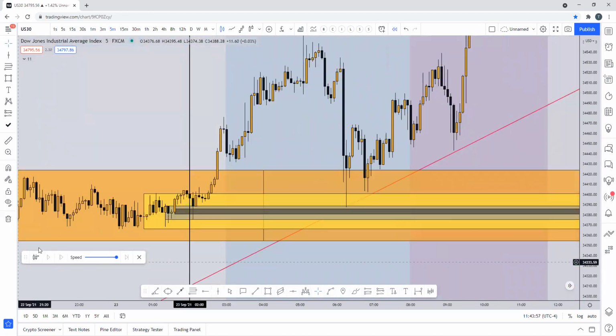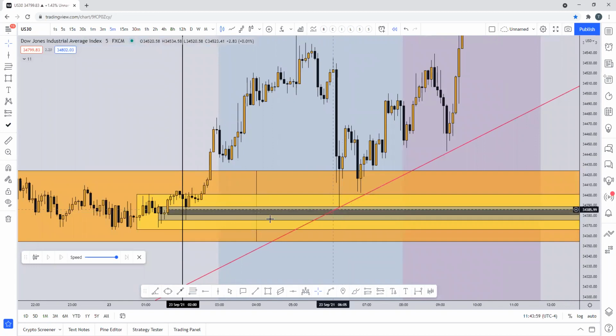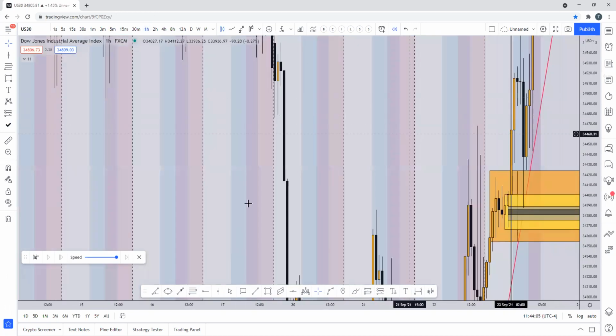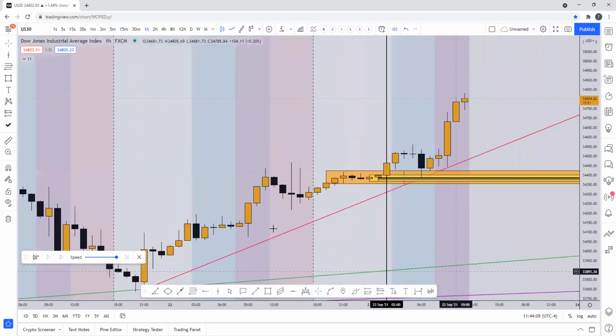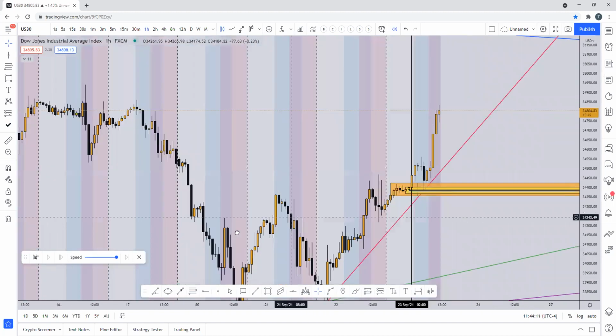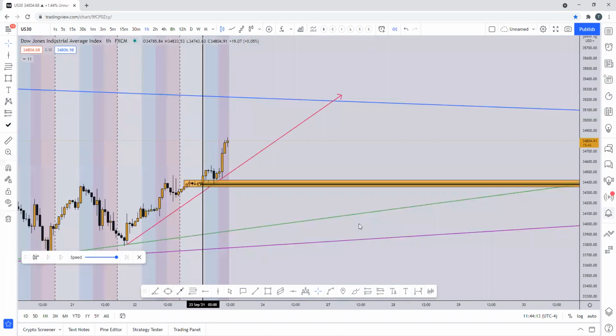And then here's the 5 minute again. 5 minute comes right here, comes in right here. One more time right here before it actually takes off. And then you see on the hour time frame, it kind of took off, still in line with our smart money lines, our smart money trend lines.